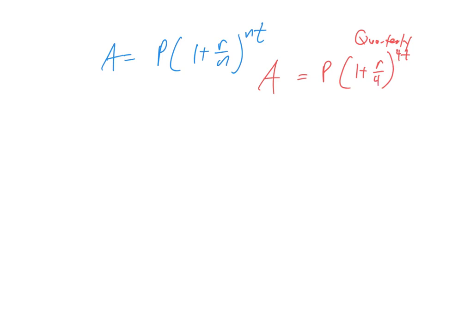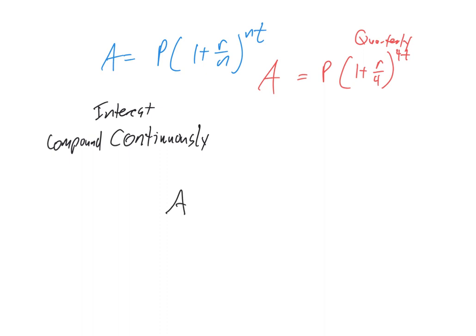If I do what's called continuous, if my interest is compounded continuously, that would be A equals P times e to the rt. That's the equation for compounding continuously, where they're just always going at it.